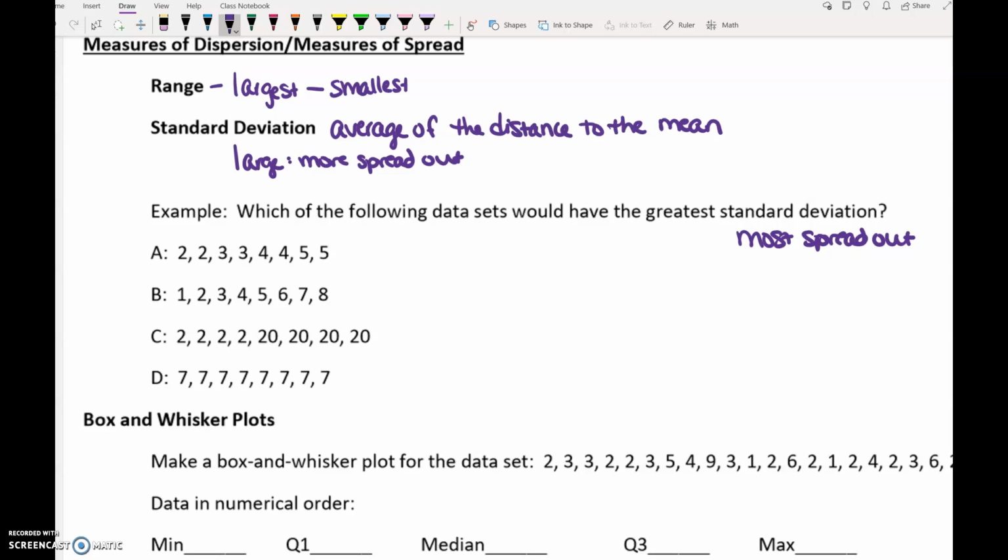In A, we've got 2s, 3s, 4s, and 5s. That's all pretty clustered. 1 through 8, that's pretty clustered all around like 4. 2s and 20s, or all 7s. Which one looks the most spread out?